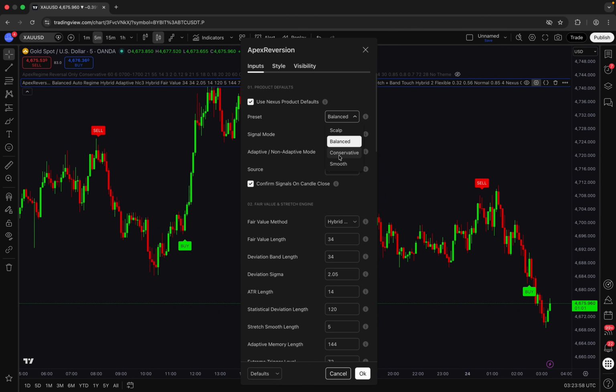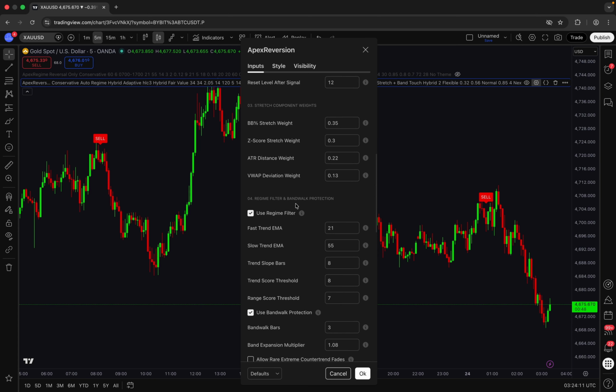I would just recommend for you to go into conservative, right? Because it maintains a good quality level of the trading signals while also maintaining the quantity, because this is already a scalper type of indicator. Okay, so it works on mean reversion.